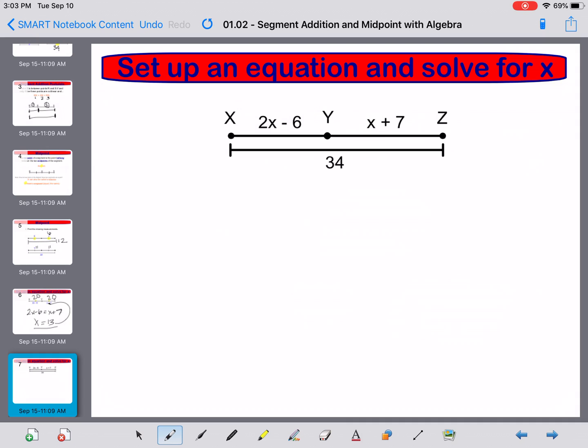Okay, next one. Go ahead and give this one a shot, see if you got it. Remember, am I going to add them together, or am I going to set them equal to each other?